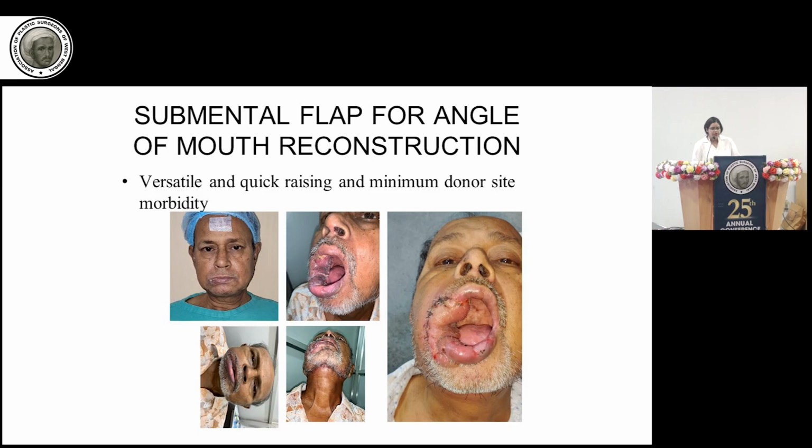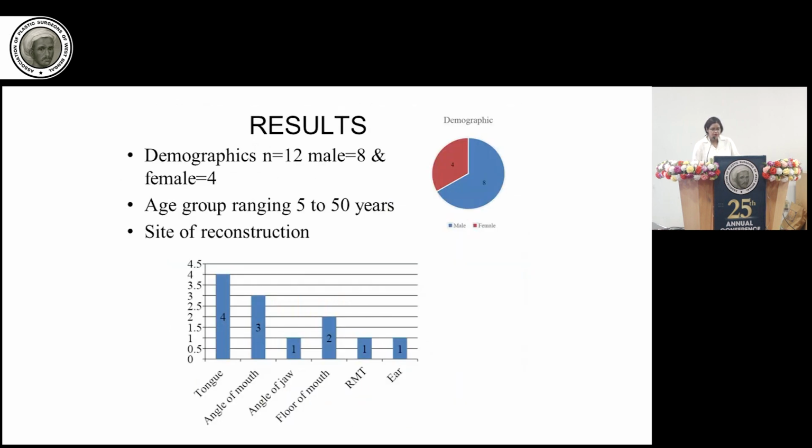Now coming to the ear framework. Here this patient presented with microtia. In the second stage of the otoplasty, we used a submental artery flap to cover the ear. And this patient presented with basal cell carcinoma at the angle of the mouth, and here we did wide local excision and reconstruction with a submental artery flap. Now coming to results.